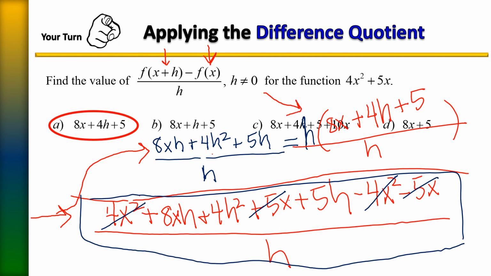And now lastly, we're going to do our cancellation, canceling the common factor of h out. And what you're left with then is 8x plus 4h plus 5, which is choice A. So yes, some of these with the difference quotients may be a lot of work in terms of the terms, but if you are patient with the process, you'll see that it's not bad at all. Okay, that's it.